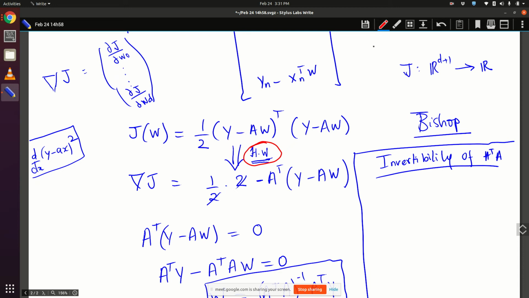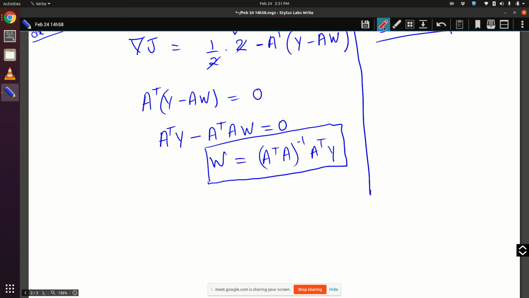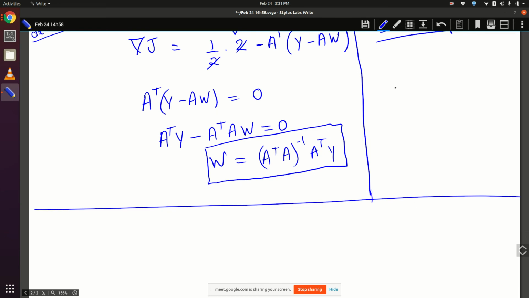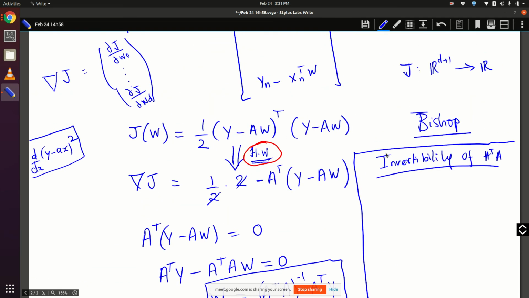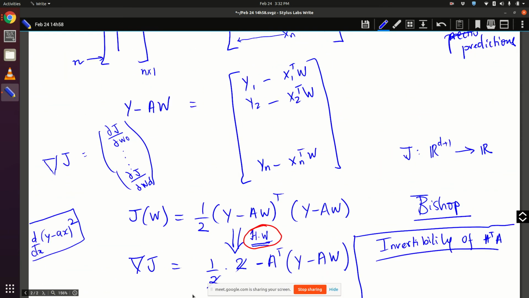All right. Before we talk about invertibility of A transpose A, I want to do the other gradient descent approach also, because invertibility will take me some time to discuss. So we will just keep this space over here free, and then we will talk about invertibility. But this is called the normal equation approach. These are called normal equations. I have no idea why, but this is called normal equations. It gives you a closed form solution for W.